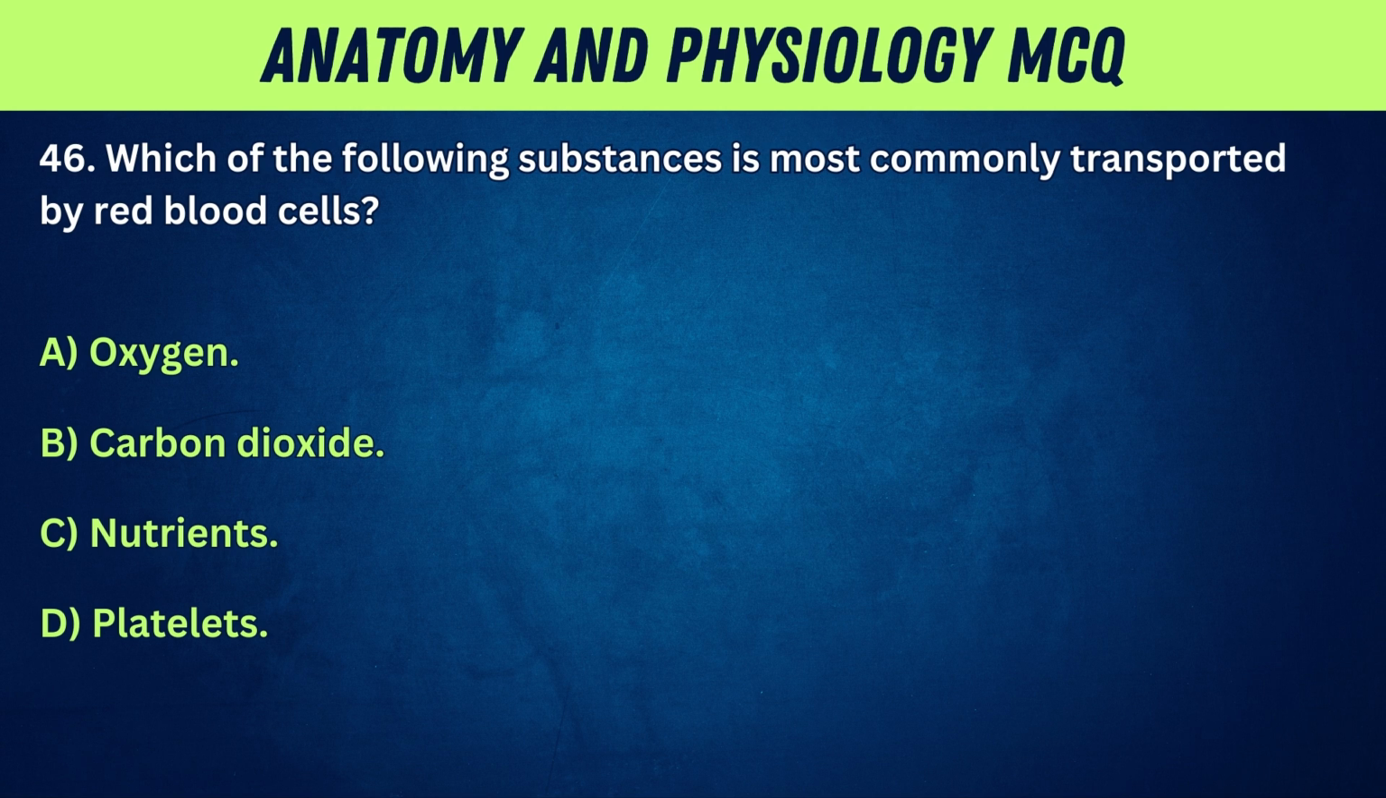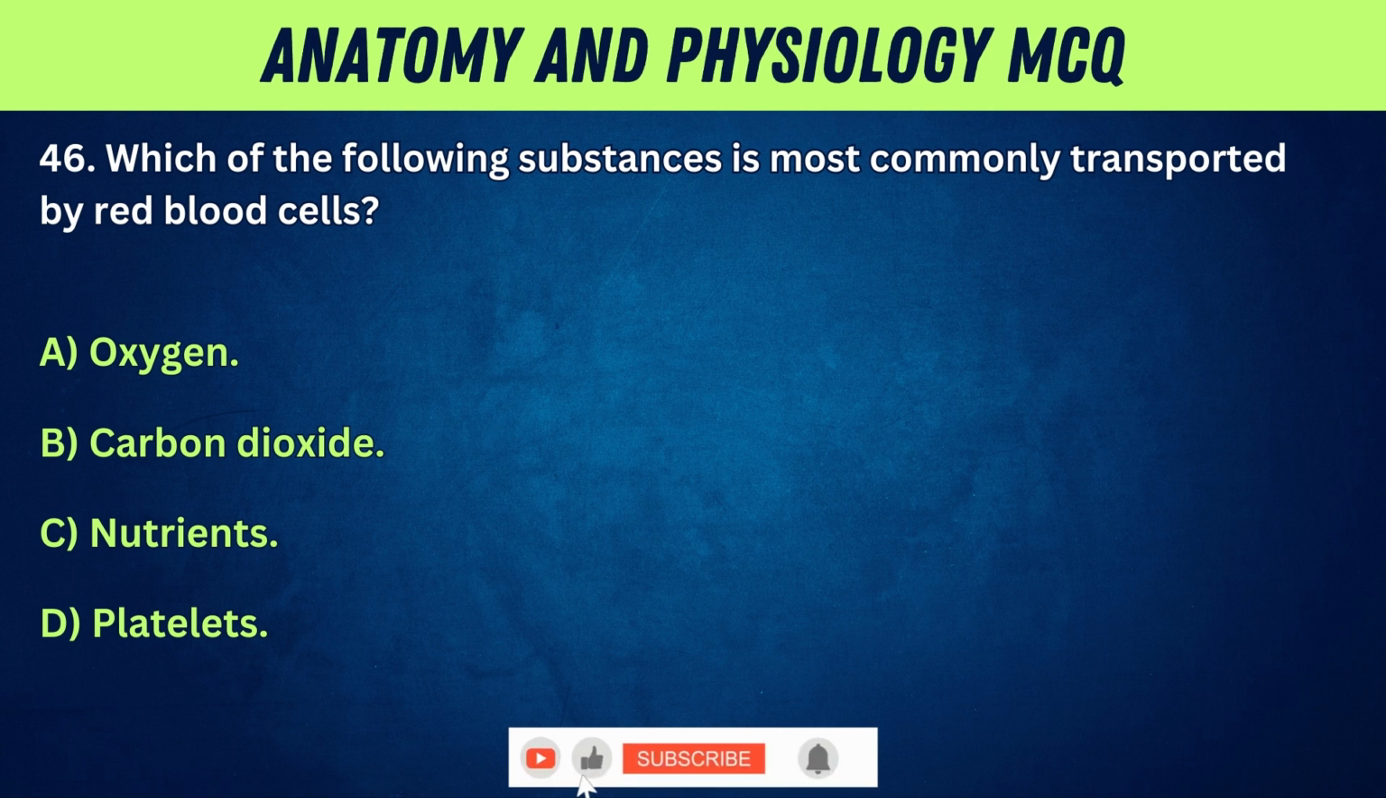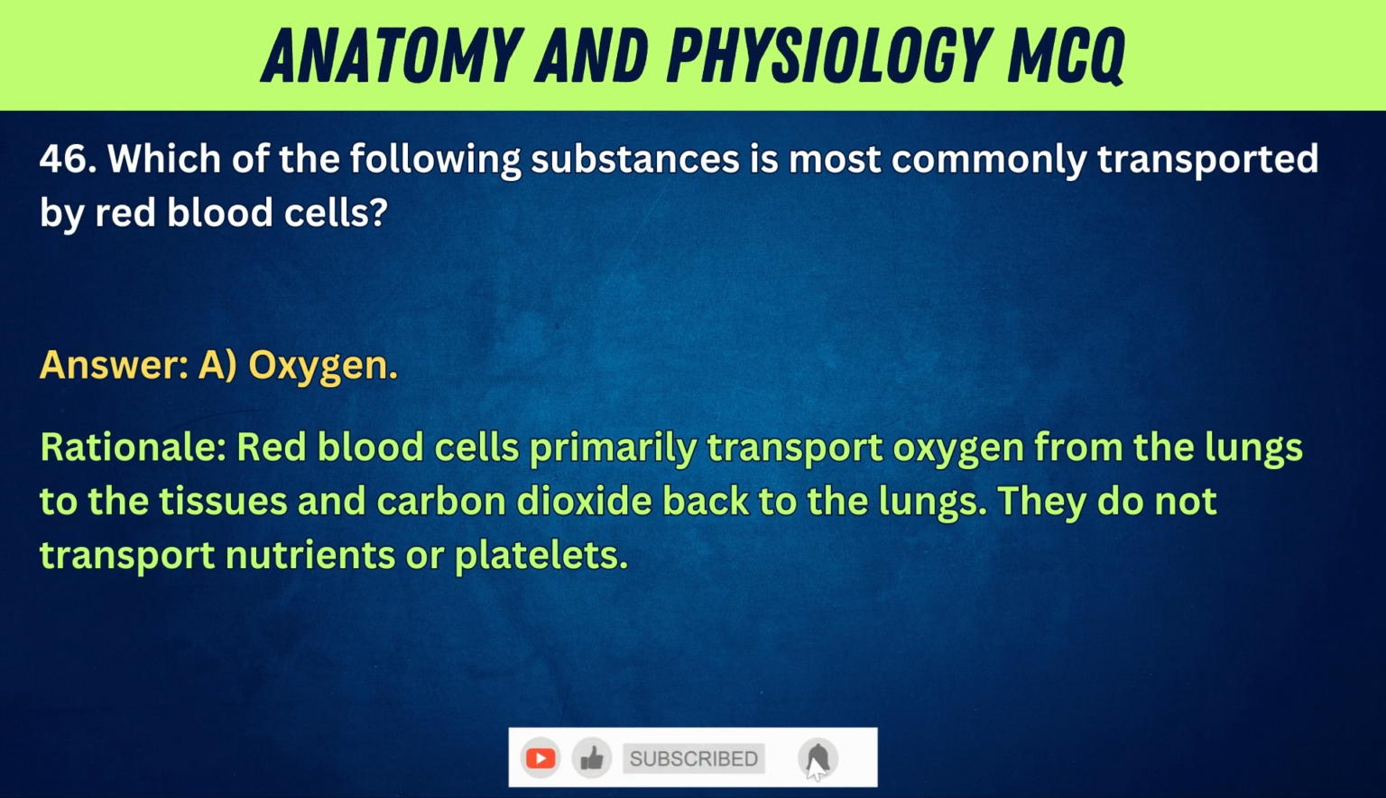46. Which of the following substances is most commonly transported by red blood cells? A. Oxygen. B. Carbon dioxide. C. Nutrients. D. Platelets. Answer: A. Oxygen. Rationale: red blood cells primarily transport oxygen from the lungs to the tissues and carbon dioxide back to the lungs. They do not transport nutrients or platelets.